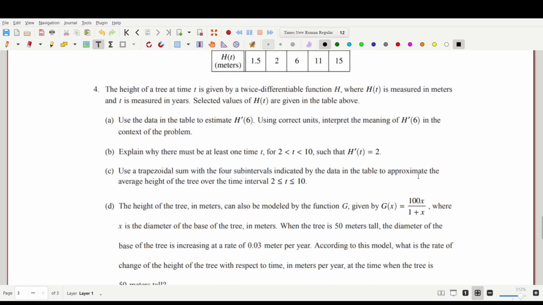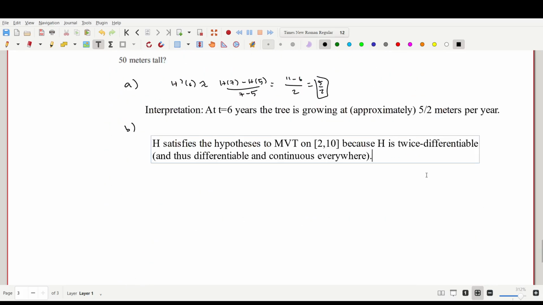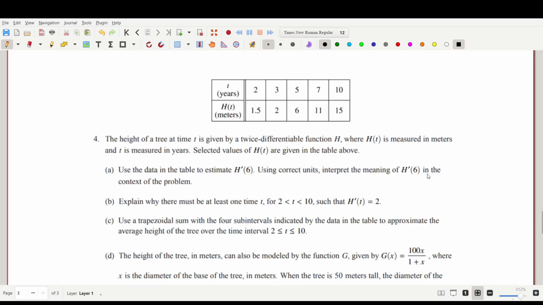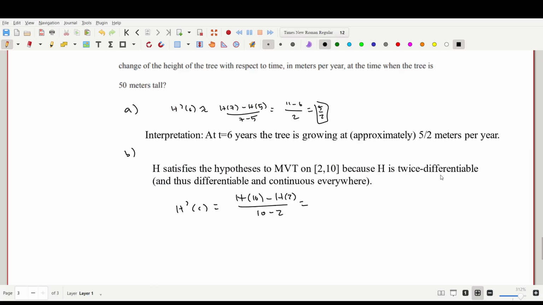So that satisfies the hypotheses. And now, okay, the real jerk move is you're like, okay, it tells me there's a time when h prime of c equals h of 10 minus h of 2 over 10 minus 2. You do that and you get, what is it? 15 minus 1.5. Maybe thinking, wait, it's supposed to be 2. That's kind of an issue, huh? 15 minus 1.5 is 13.5 over 8. And that's not 2. What gives?